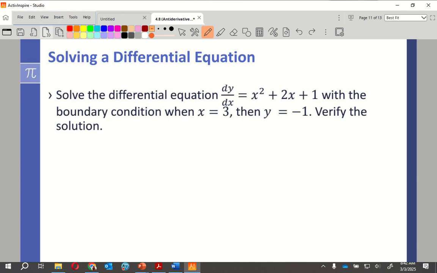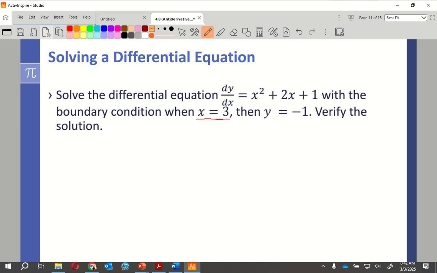Here it is right here. Solve the differential equation with the boundary condition when x equals 3, then y is negative 1. Usually they will give you just this, and they'll give you just that, and then you have to work your way through this. But right here you have both. You have the x and the y, so that's going to help you out. So verify the solution. Okay.